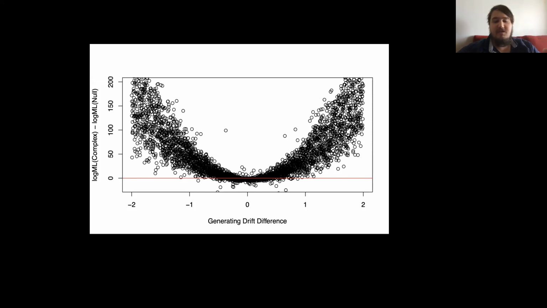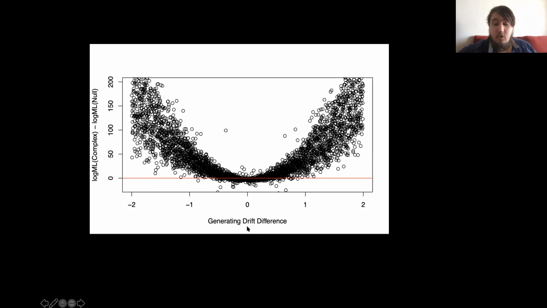And so this is kind of the ideal plot, and this is what we see for the drift rate difference between conditions, so VDIF difference between conditions. Here on the x-axis, we've got the generating VDIF difference. And here we've got the difference in log marginal likelihood between the complex model and the null model. Essentially, this is the log Bayes factor and can be interpreted as anything below 0, so below this red line, is evidence for the null, and anything above this red line is evidence for the alternate, the complex model where the parameter does differ between conditions.